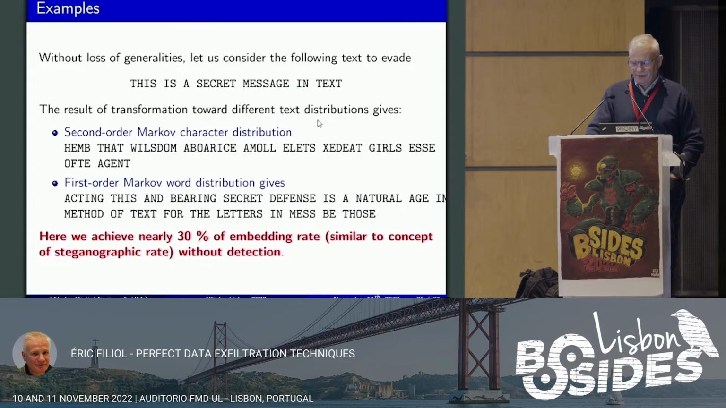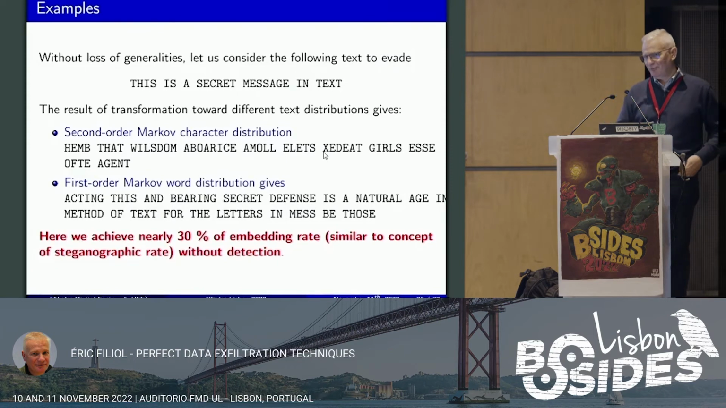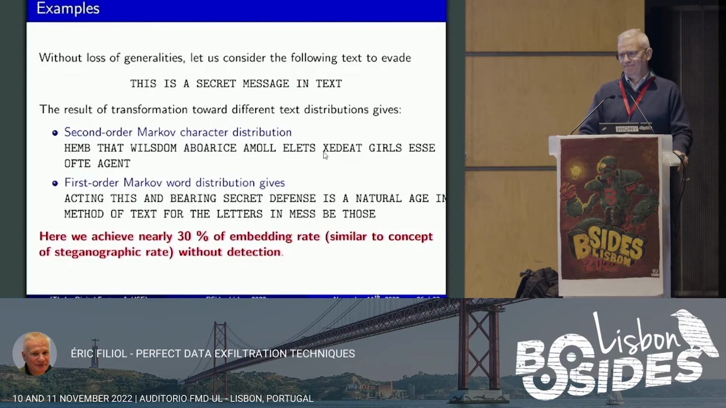Okay, if you use, for example, as a target distribution, what we call a second order Markov distribution, you will exfiltrate this. Of course, I fully agree. If you read this, you will say there is something strange. But you have to read it. Any automated process will say, okay. If you want to use a more sophisticated distribution, what we call first order Markov word distribution, you will obtain this. And we are very close to something which looks like English.